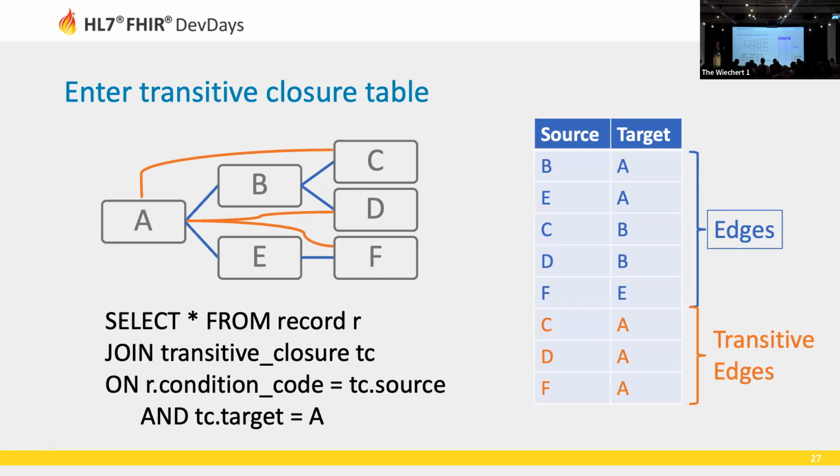And then you can do things like this. This is what most people are doing this for, so that I can join from my record table to the transitive closure, where I'm joining the condition code in the record, the fictitious record table that I've got, to the source code in the transitive closure table, and I'm joining to where the target on the transitive closure table is A. And so that's really going to return me all of the records which have a condition code that is some type of A, one of the descendants of A, because there's all these links that have been calculated out here in this table. So that's really what those transitive closure tables are used for.